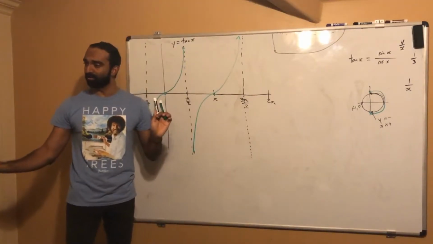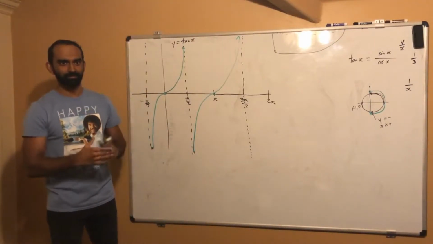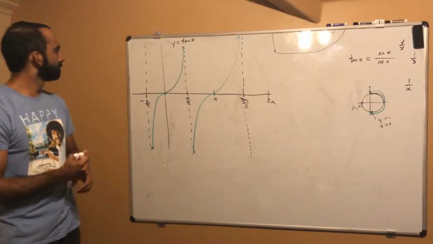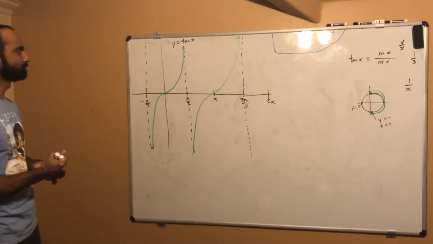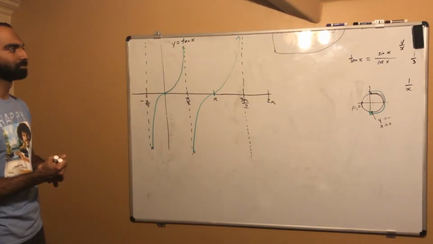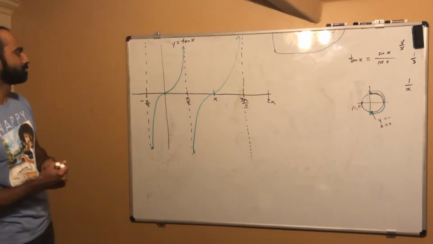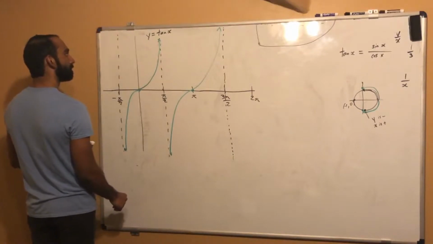Any questions so far? I noticed that the shape of tan of x looks very similar to y equals x cubed. Is there any relationship between the two? No. Not really? No. Okay. It's a coincidence. But yeah, so let's see here.